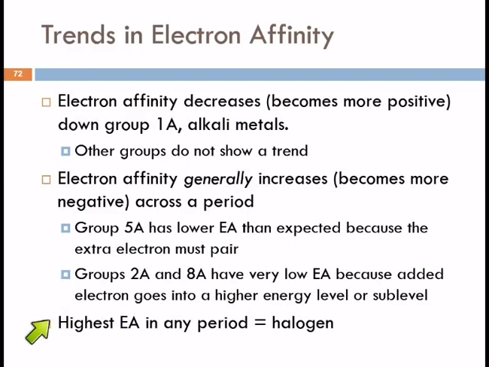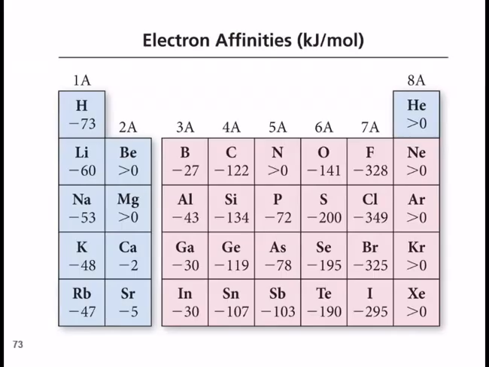The highest electron affinity in any period is going to be the halogen. Halogens are real excited about getting an extra electron because when they take on that one extra electron, then they have the noble gas electron configuration. So they're real stoked about that.